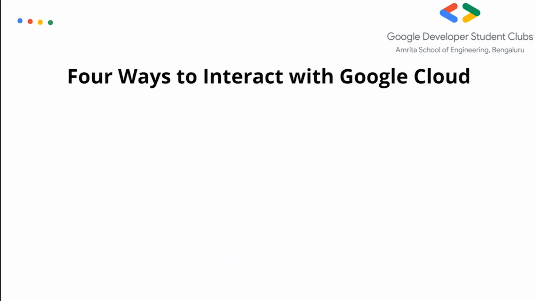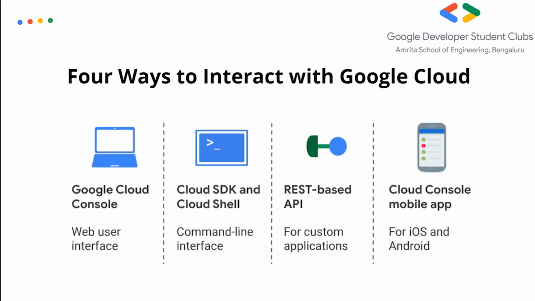I think you would already have started interacting with Google Cloud. Could you name a few of the means to interact with it? Anybody? Okay. So Google Cloud Console, Google SDK, Google Cloud Shell, REST-based API, and the Cloud Console mobile app are the four important ways in which we interact with the cloud.